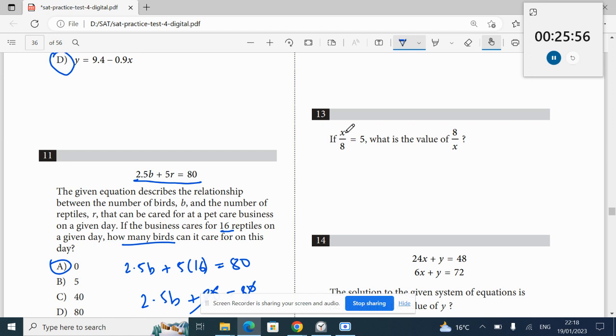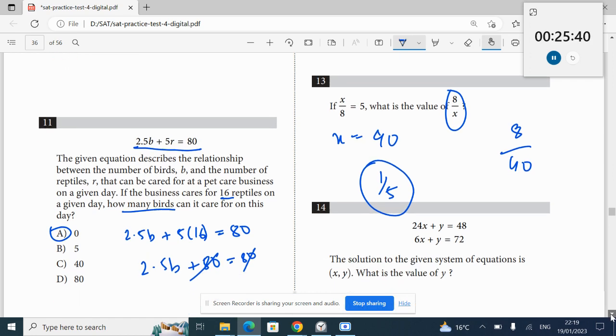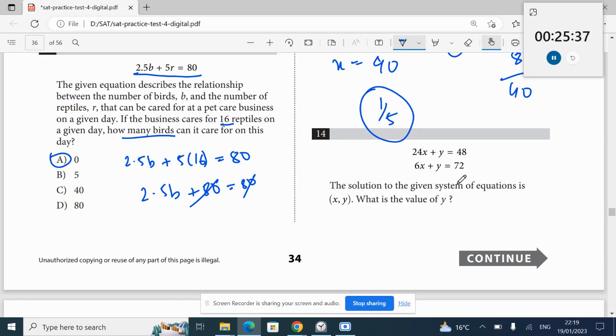Then we have question number 13. If x is equal to this much, what is the value of 8 over x? So x is equal to, basically, we have 40. So 8 over 40 is equal to 1 over 5. What is question number 14? The solution of the given equation is (x, y). What's the value of y?